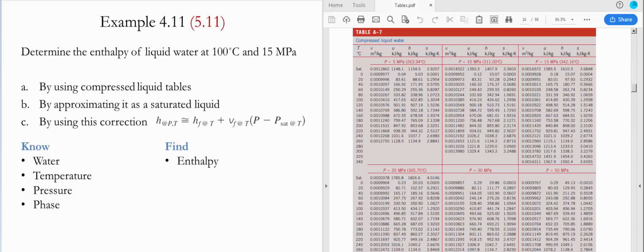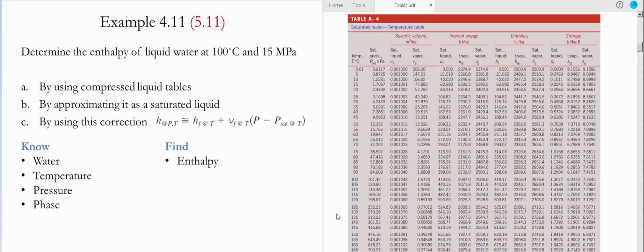To determine the enthalpy using the compressed liquid tables, we go to table A7. We look at the pressure, which is provided to be 15 megapascals, and we go to a temperature of 100, and we go across to the value of the enthalpy, and we see that the value of the enthalpy for these conditions is equal to 430.39 kilojoules per kilogram.